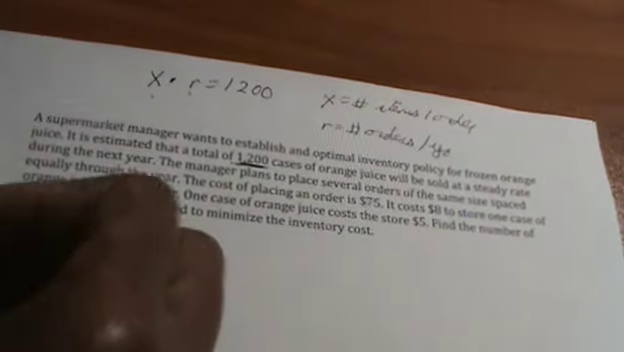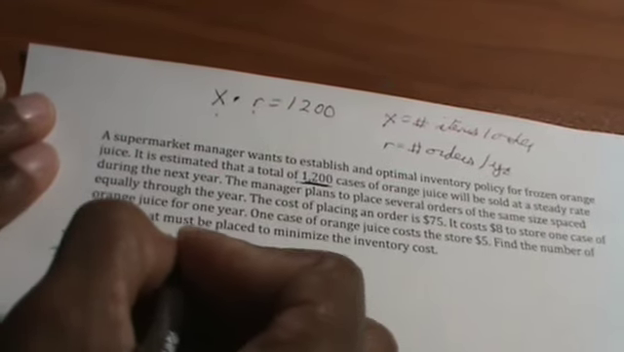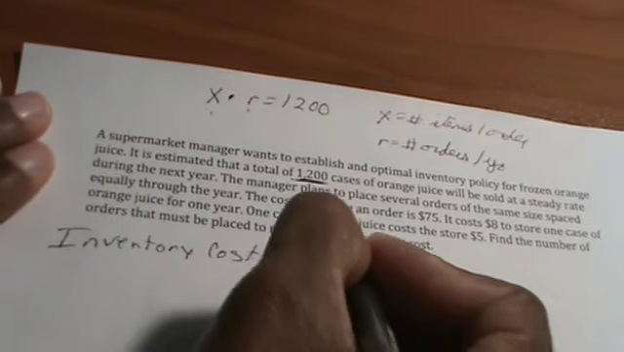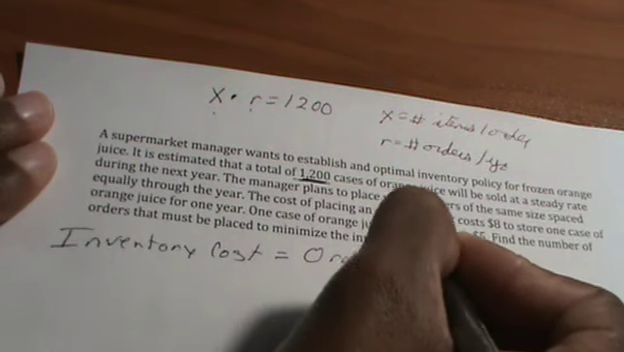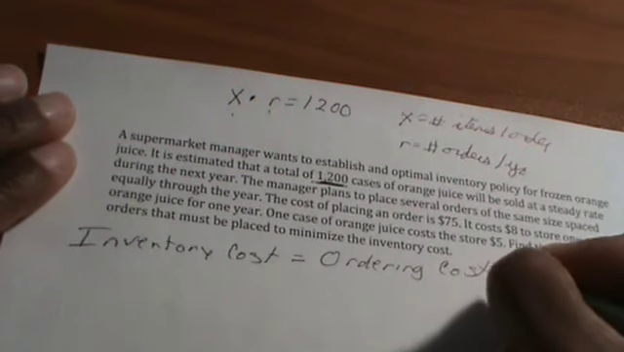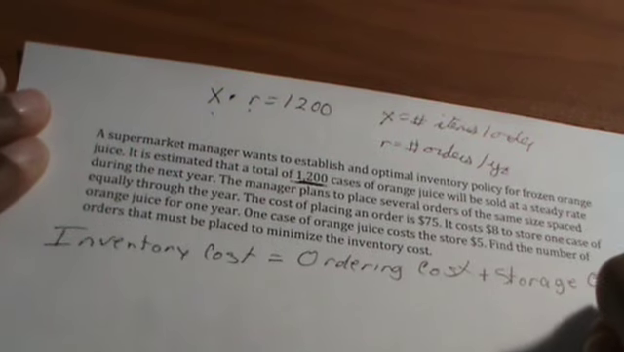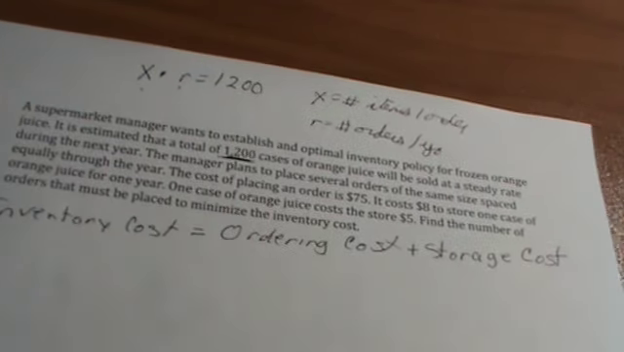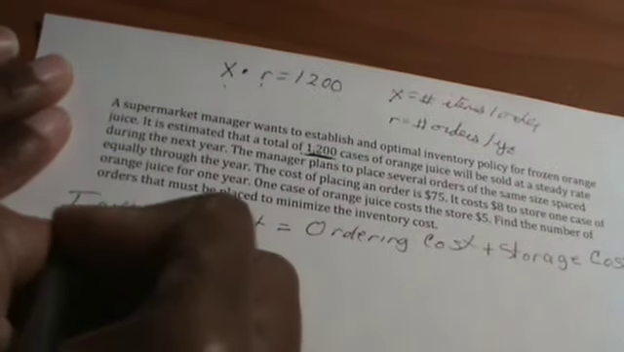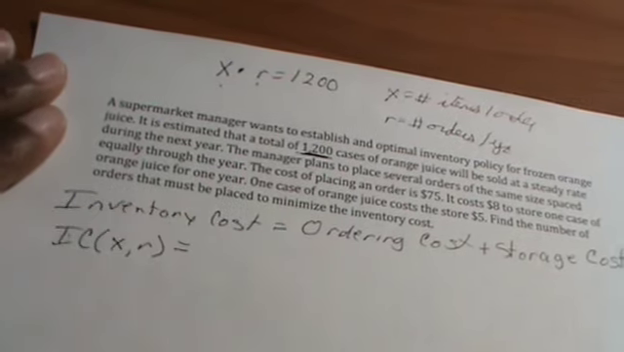All right, so let me break this down. We have our inventory cost, which is a combination of your ordering cost and your storage cost. Okay, it's both of those things together, your ordering cost plus your storage cost. So your inventory cost, I'm simply going to label that as IC of X comma R, and I'll tell you why it's XR in a minute.